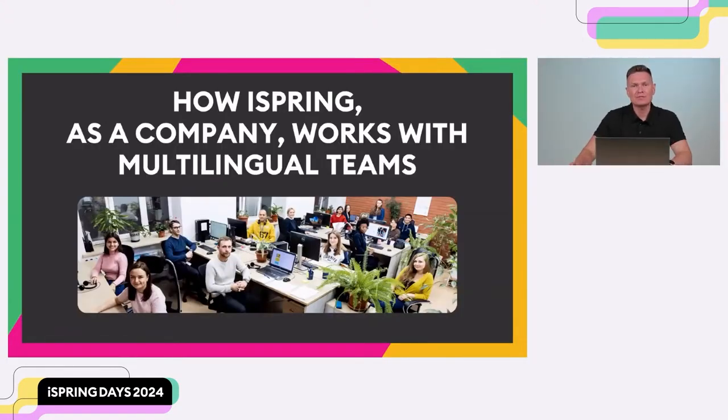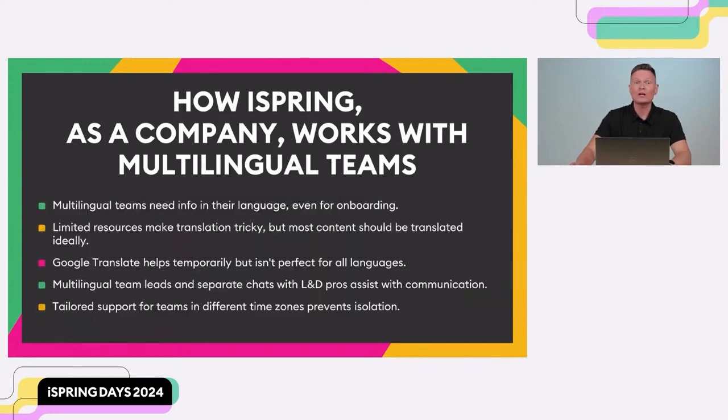I'd like to share some tips on how we at iSpring streamline work across various languages. When working with teams that speak different languages, it's super important to make sure everyone gets info in a language they understand. Seems obvious, right? But it can get tricky with limited resources for learning and development. Ideally, we translate most stuff, even onboarding materials, either in-house or by hiring translators. If something urgent isn't translated, using Google Translate could work in a pinch, but it's not great for Asian languages. For example, to help out, we've got multilingual team leads who can translate and send important messages via email.